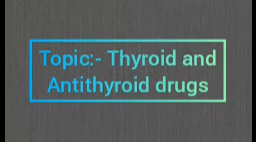My topic is thyroid and antithyroid drugs. First, we will discuss the thyroid. The hormones secreted by the thyroid gland are thyroxine, triiodothyronine, and calcitonin. Calcitonin is mainly involved in regulating calcium metabolism.